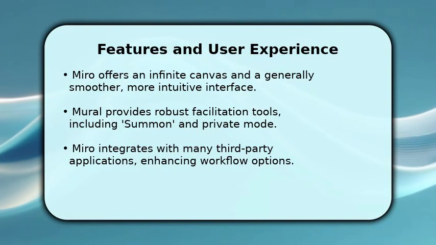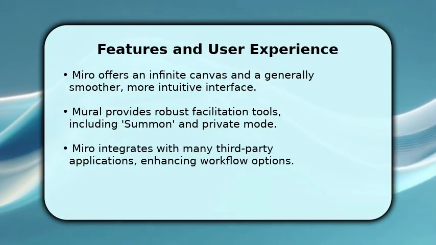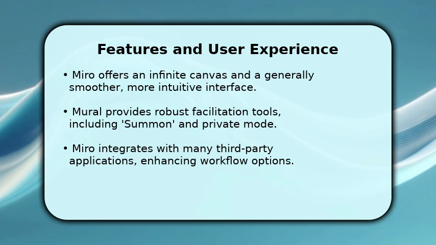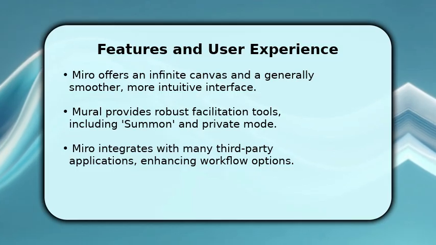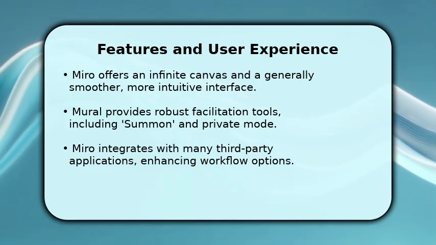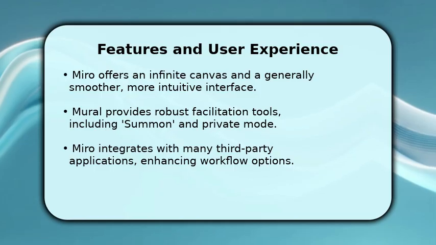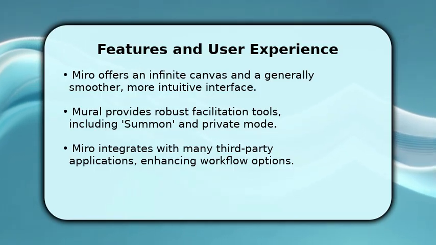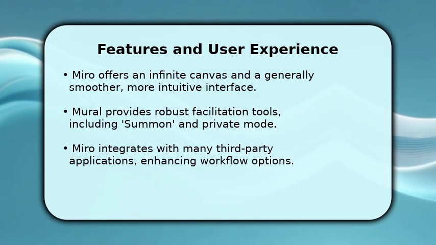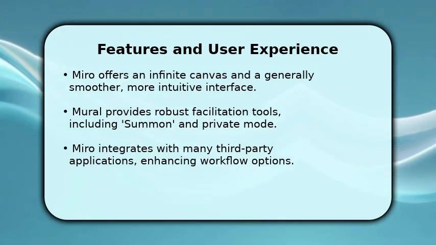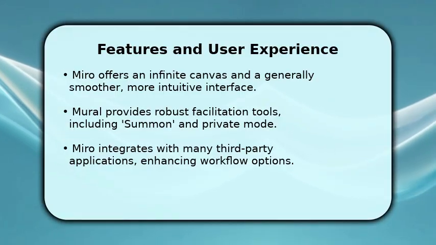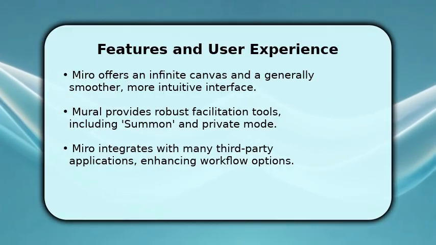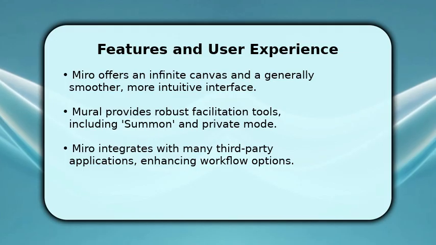When it comes to features, Miro often presents a cleaner, more open-ended user interface with an infinite canvas, allowing for vast creative freedom. It also boasts a wider array of third-party integrations, connecting with many popular apps. Mural, on the other hand, shines with its powerful facilitation tools, such as the summon feature, which guides participants' attention, and a private mode for individual work. Both offer hundreds of templates, though Miro's are often described as more refined.